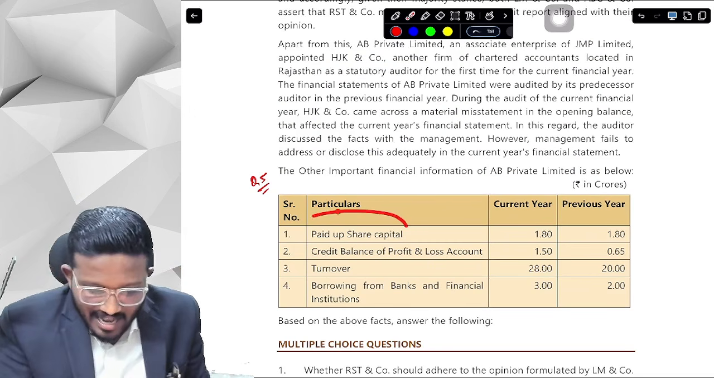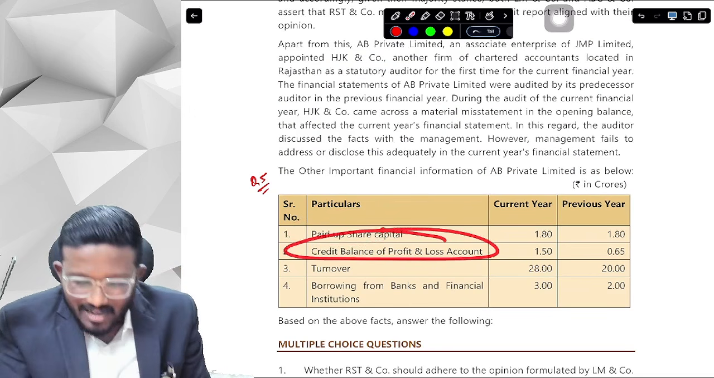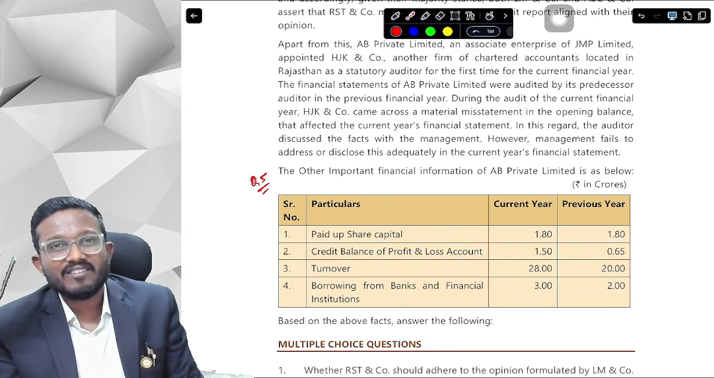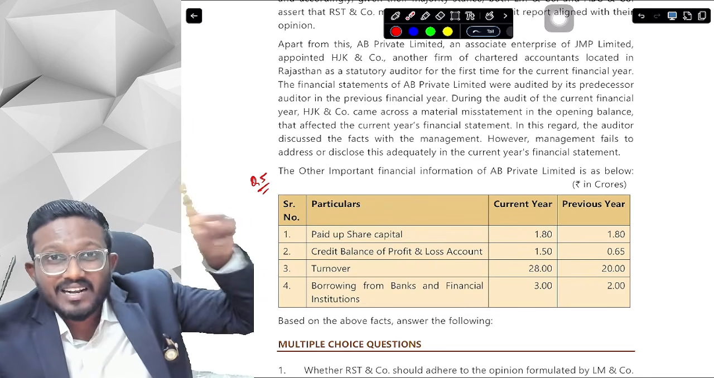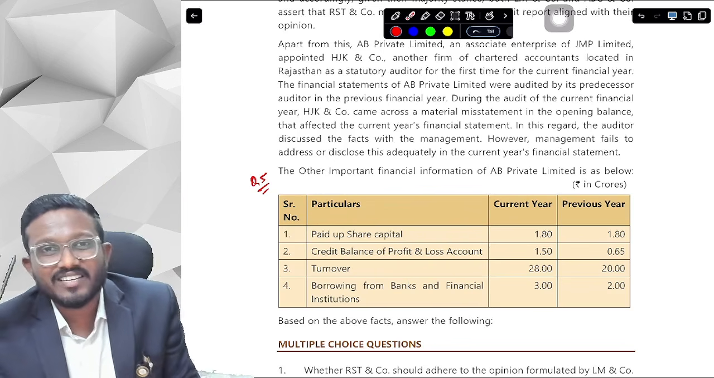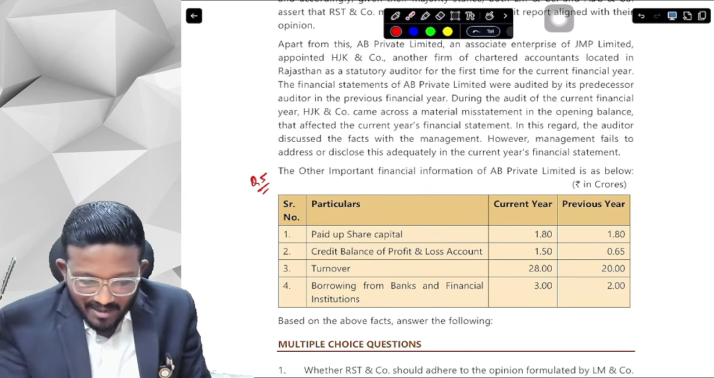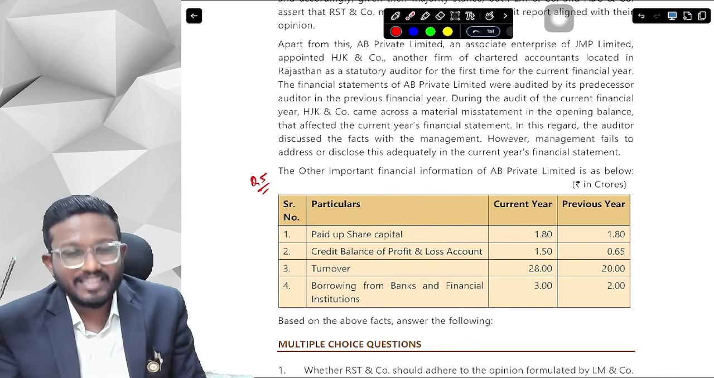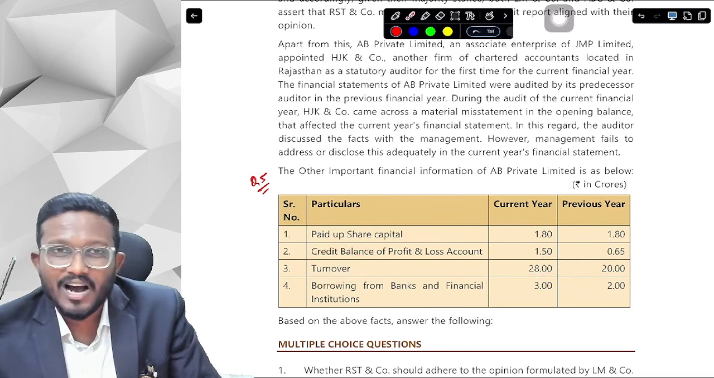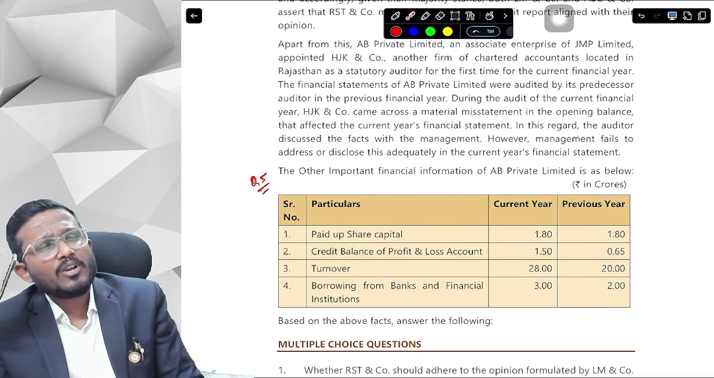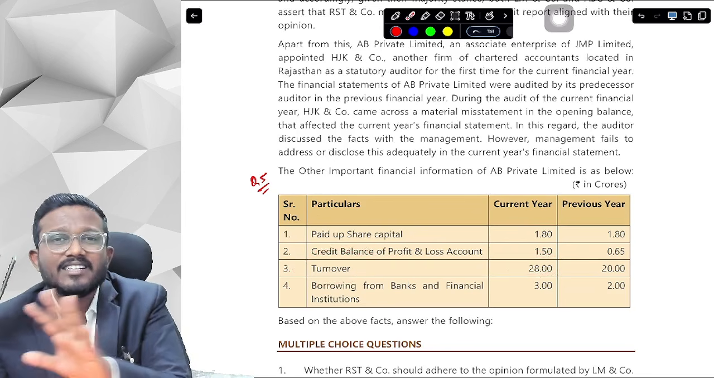Now here if you see, paid up share capital and credit balance of profit and loss account is given separately, which means ICAI wants us to check the small company limit. So here paid up share capital is less than 4 crore, turnover is less than 40 crore. So here it will be a small company, so CARO will not be applicable. So what about the new limits of 10 crore and 100 crore? ICAI hasn't notified it yet.